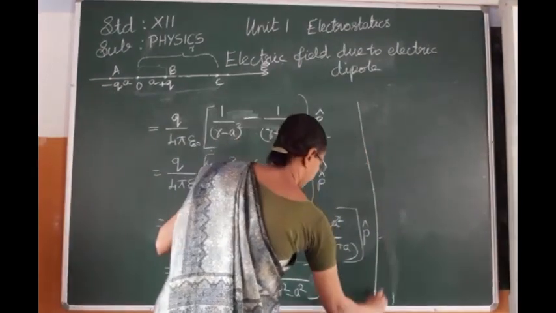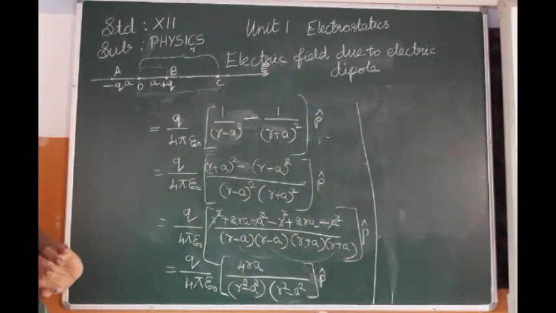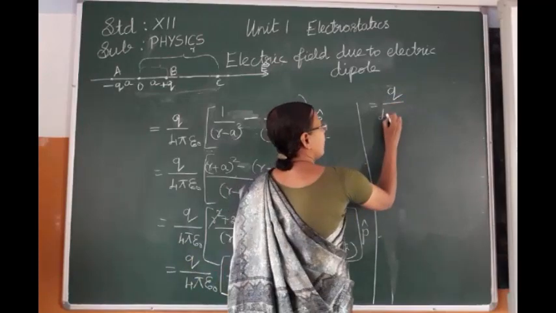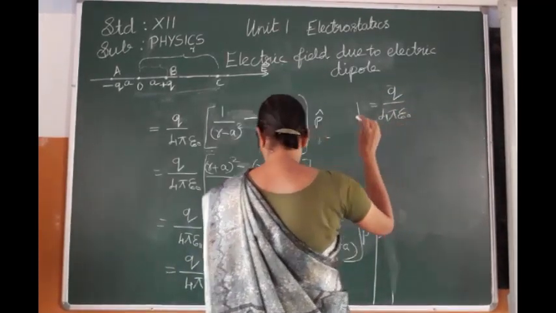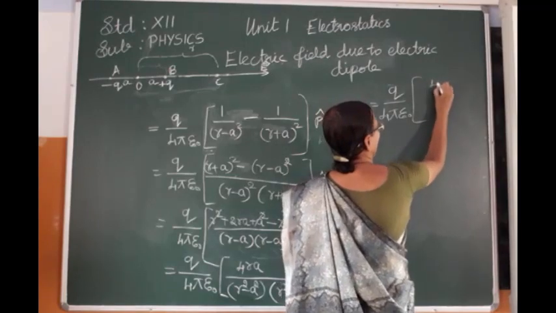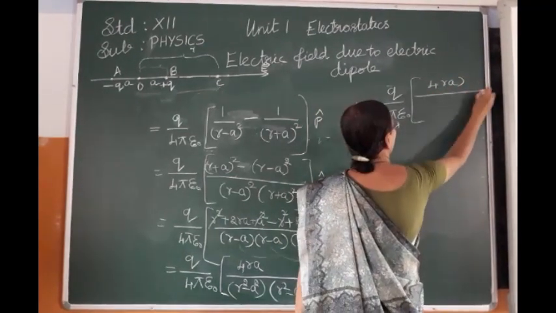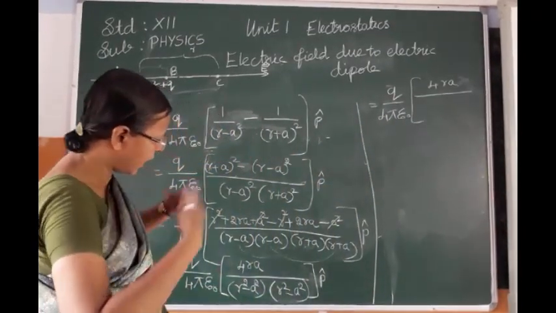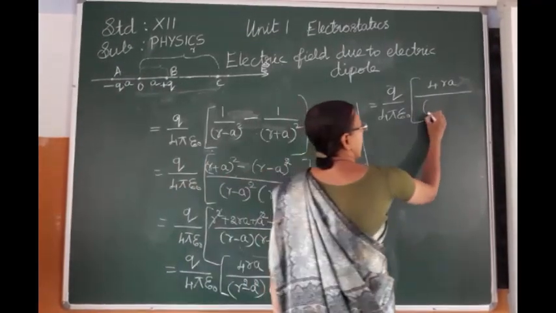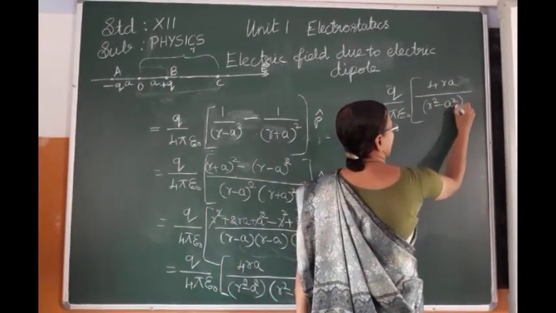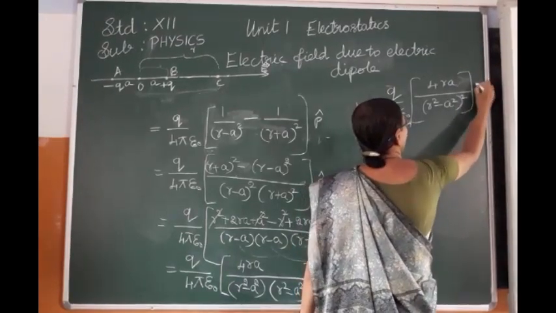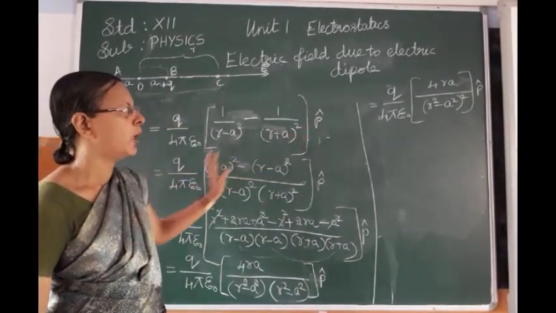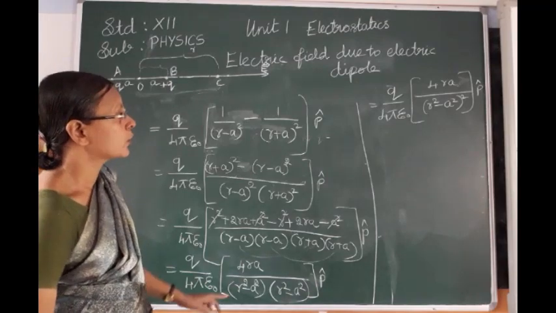Then one more step will come. Q divided by 4 pi epsilon 0, 4RA divided by... these two are the same terms. We can write (R square minus A square), the whole square. So, (R square minus A square), the whole square, here 1 P cap. This P cap we have to write because of the electric dipole moment. So, Q by this.